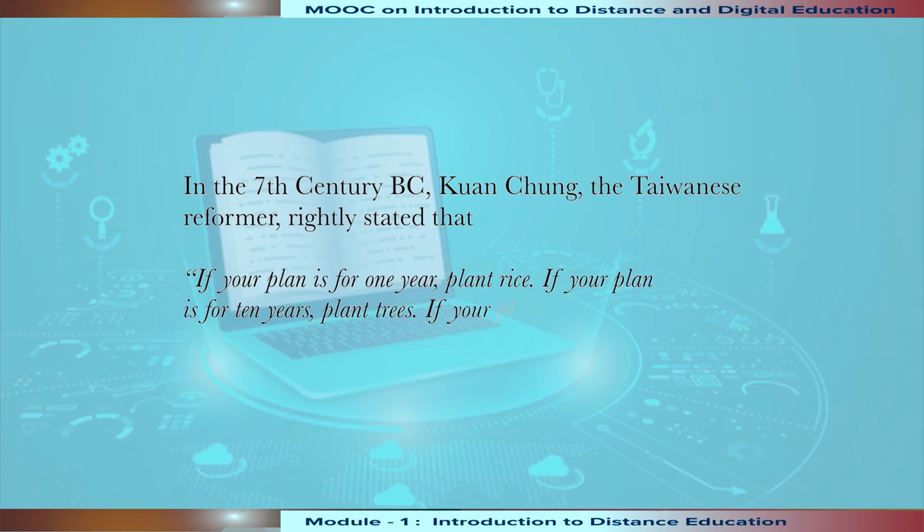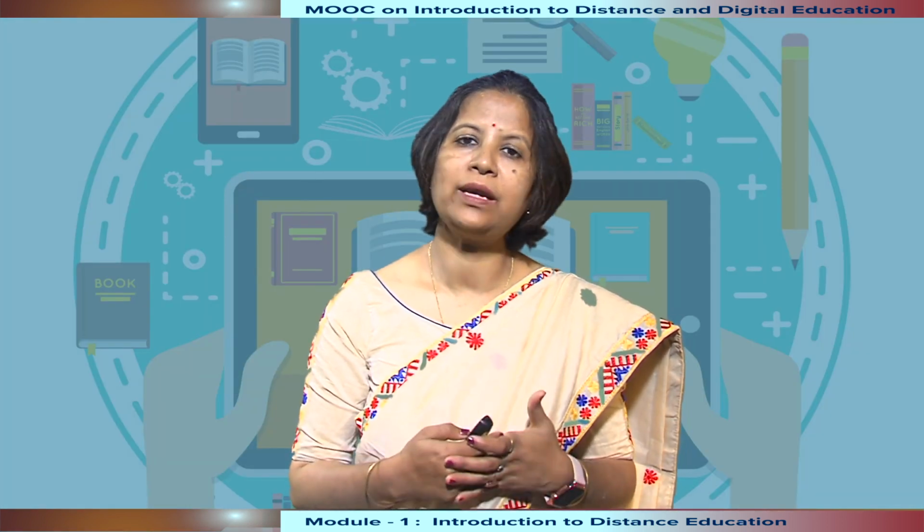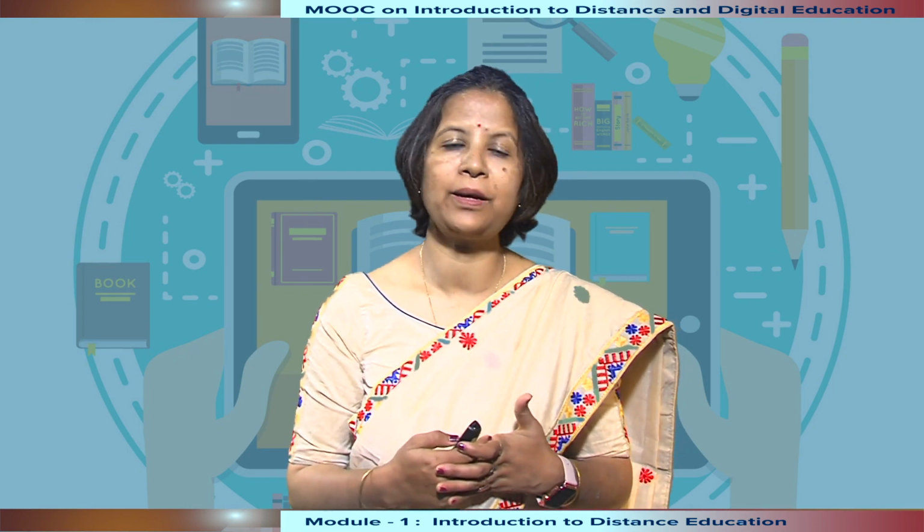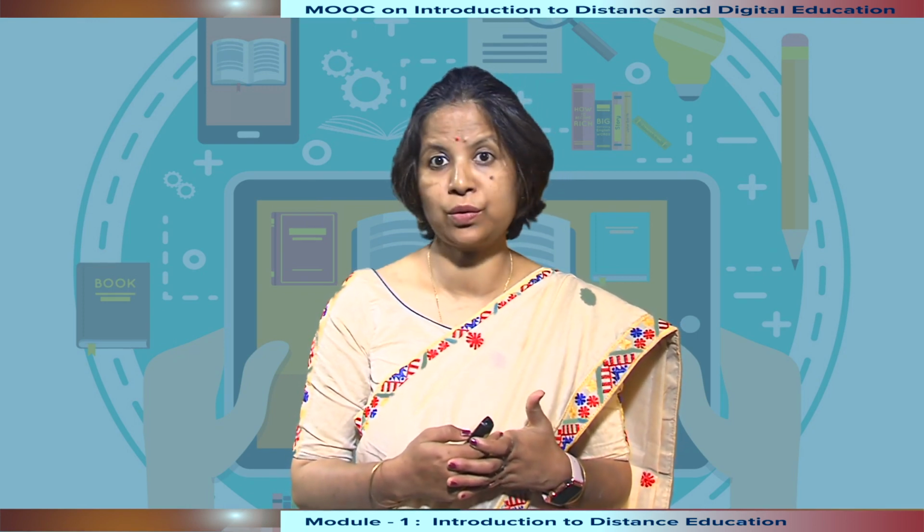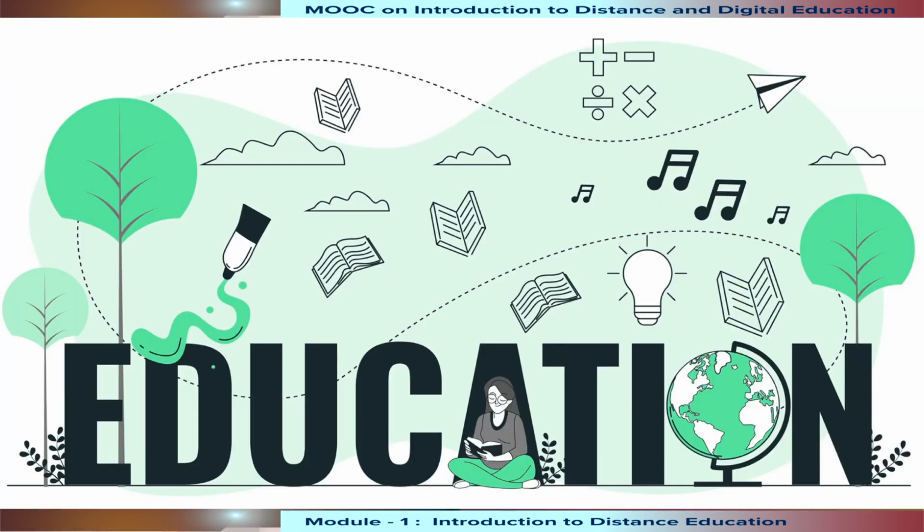In the 7th century BC, Guanzhong, the Taoist reformer, rightly stated, if your plan is for 1 year, plant rice. If your plan is for 10 years, plant trees. If your plan is for 100 years, educate children. So, education is the only way that produces human capital and empowers the people to contribute to the nation building process. Education is also the way to sensitize the people regarding maintaining ecological, social and political balance against economic growth in the society.